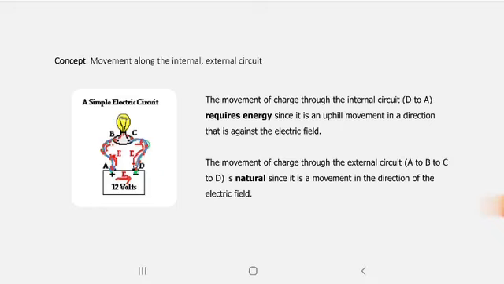The movement of charge through the internal circuit from D to A requires energy since it is an uphill movement in a direction that is against the electric field. Meanwhile, the movement of charge through the external circuit A to B to C to D is natural since it is a movement in the direction of the electric field.